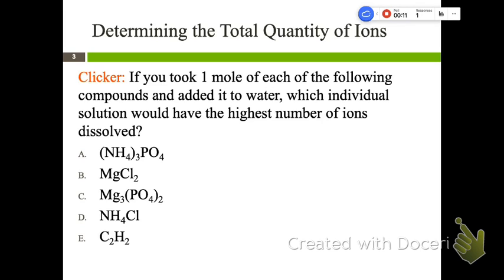So now we're going to take 1 mole of each one of these compounds here, and we're going to put them in water. Which solution is going to have the highest number of dissolved ions? Go ahead and think through it on your own first, and then maybe talk to your neighbor.